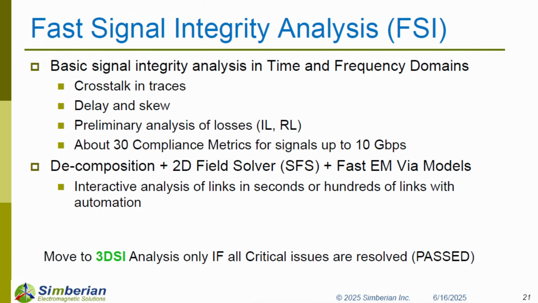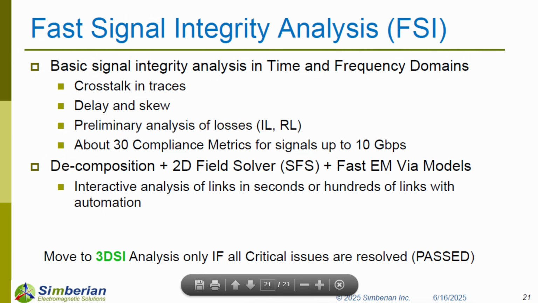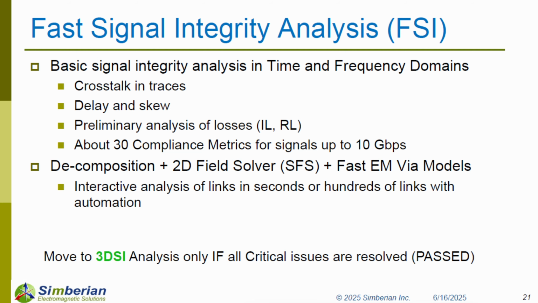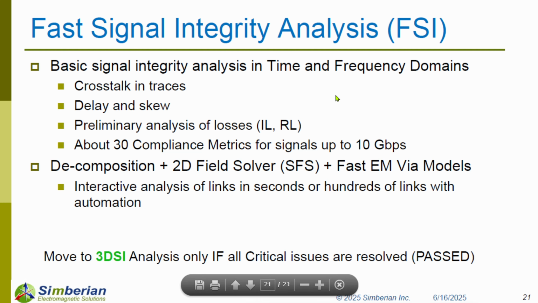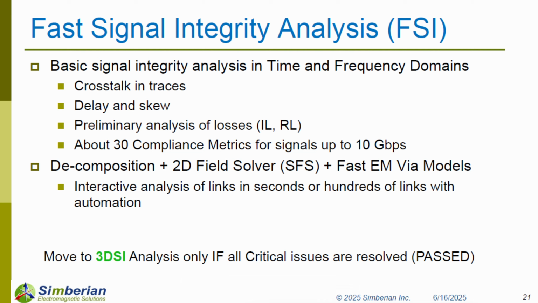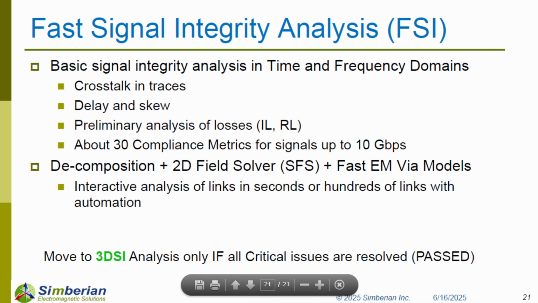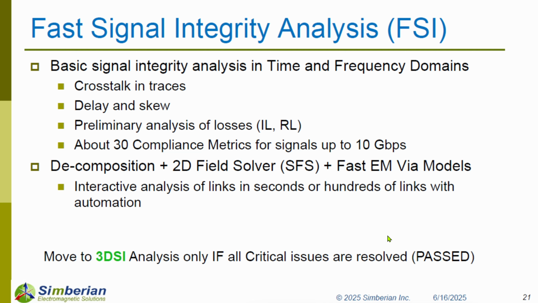Okay, after we pass crosstalk. In this case, crosstalk was violated, but we set the goal not specified in the signaling standard, so it was just for demonstration purpose. Delay skew, preliminary analysis of losses passed, so we can put another metrics here, such as I diagram for I, but it basically doesn't matter already. Passed, everything passed. So we can proceed with 3D SI analysis.